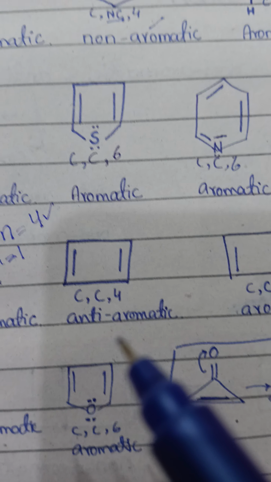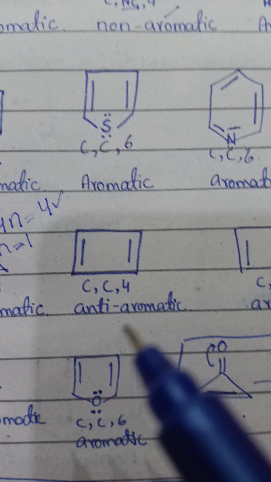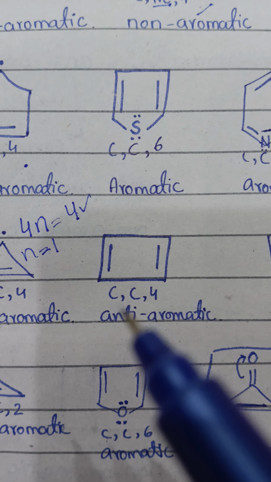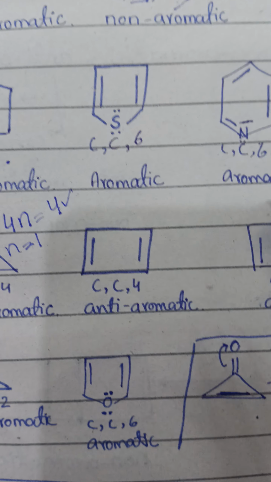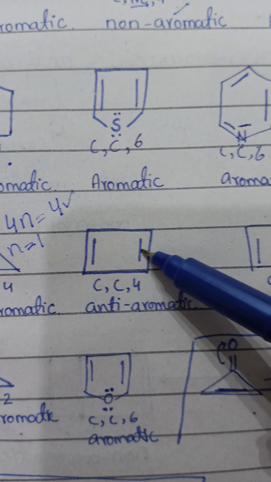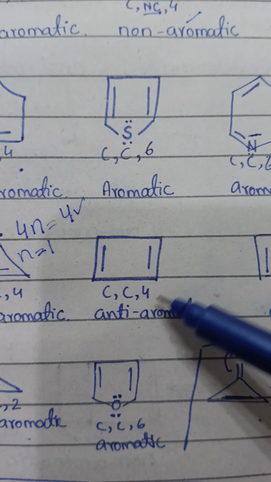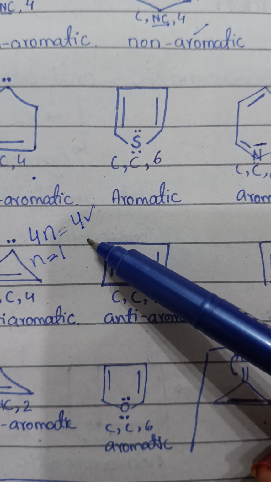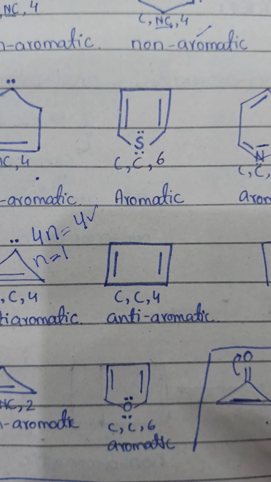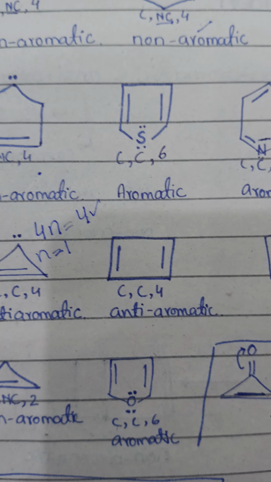Now we have another example of an anti-aromatic compound. In this compound we see that it is cyclic and it has conjugation in it. For example, sigma, pi, and it has 4 electrons in it. So therefore a molecule with 4 pi electrons is considered as an anti-aromatic compound.